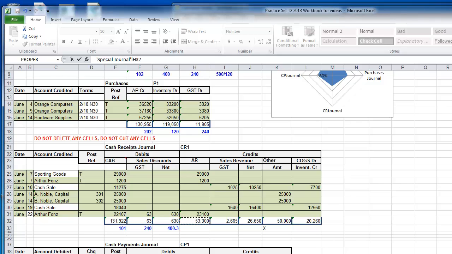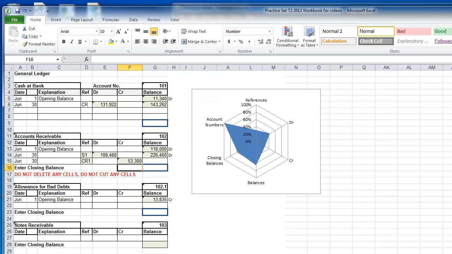People have paid $53,000 of what they owe. So their clients we've made credit sales to, they've now paid that money. So that will reduce the asset of accounts receivable. So we go 226,000 minus what people have paid, 173,000. Actually, that's enter the closing balance. So that's going to be the closing balance.